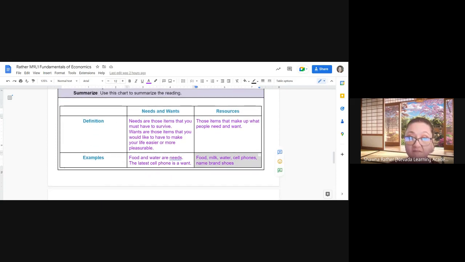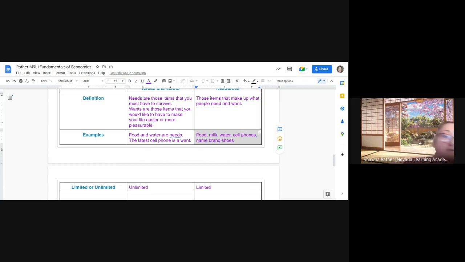And then the last part of this chart is, are they limited or unlimited? And remember, in the reading, needs and wants are unlimited. Just because you satisfy one doesn't mean you're never going to need or want anything ever again, right? So needs and wants, those are unlimited. But resources, on the other hand, are limited. And that is why we have scarcity, right? Because we have unlimited needs and wants with a limited amount of resources. And that's what causes scarcity.